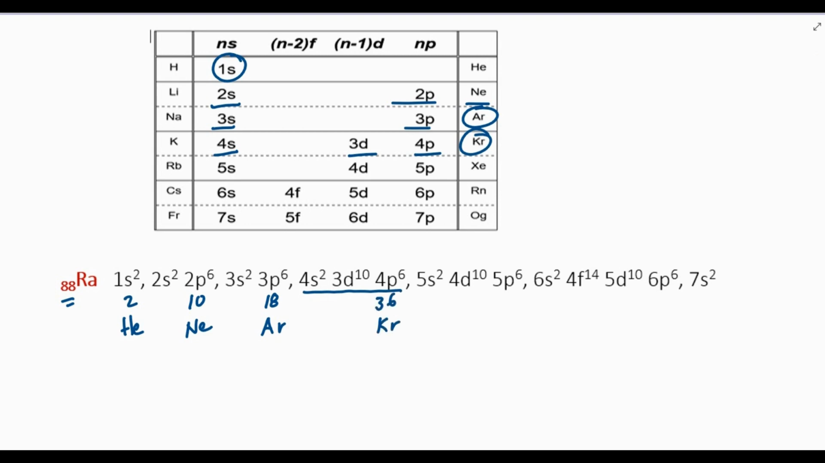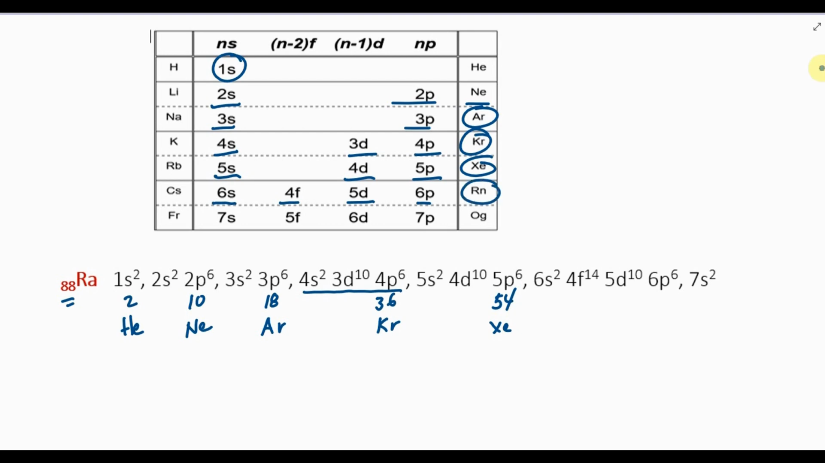We want to get to 88, let's keep going. Okay, the fifth is like the fourth. 5s2, 4d10, 5p6, that's 18 more, brings us to xenon. 36 and 18 makes 54. There's xenon. Not there yet. We have to go to the sixth shell now. 6s2, 4f14, 5d10, 6p6 takes us to radon.